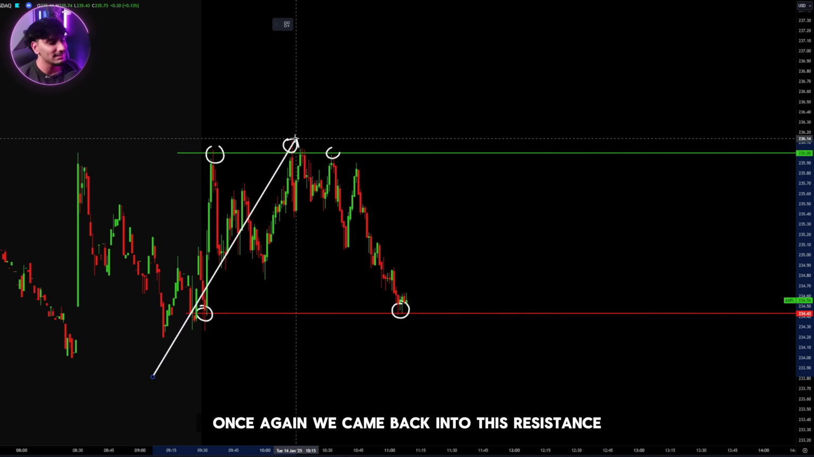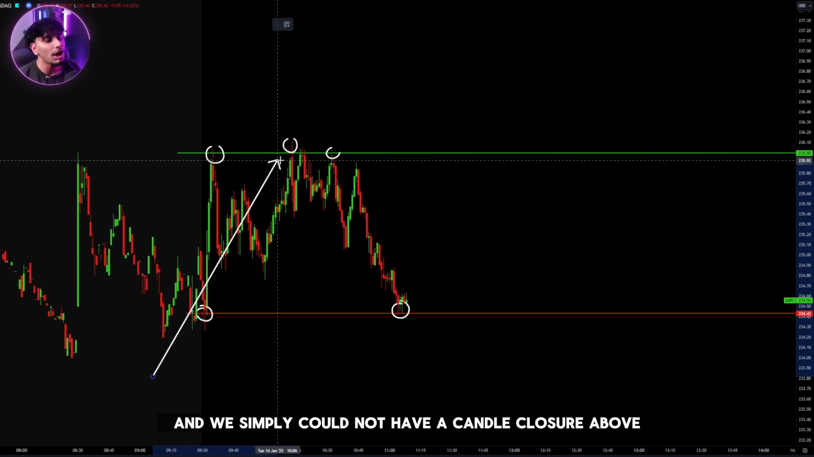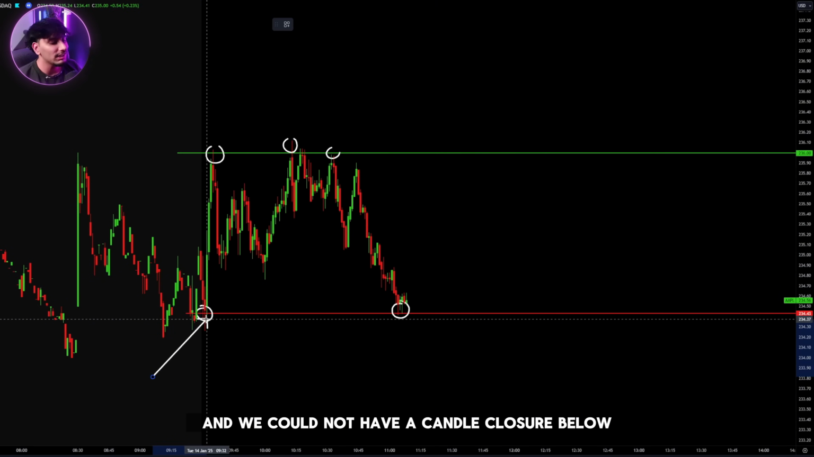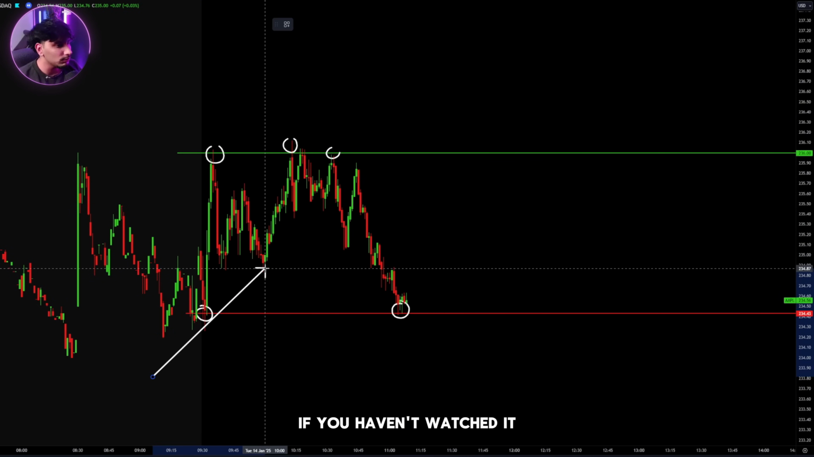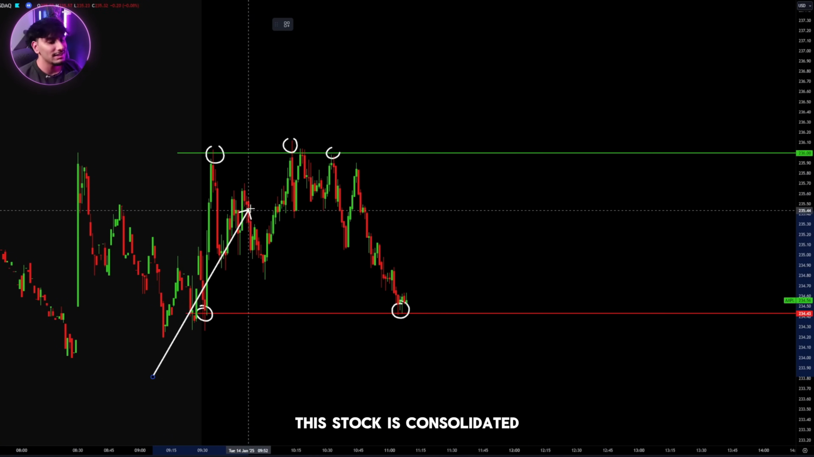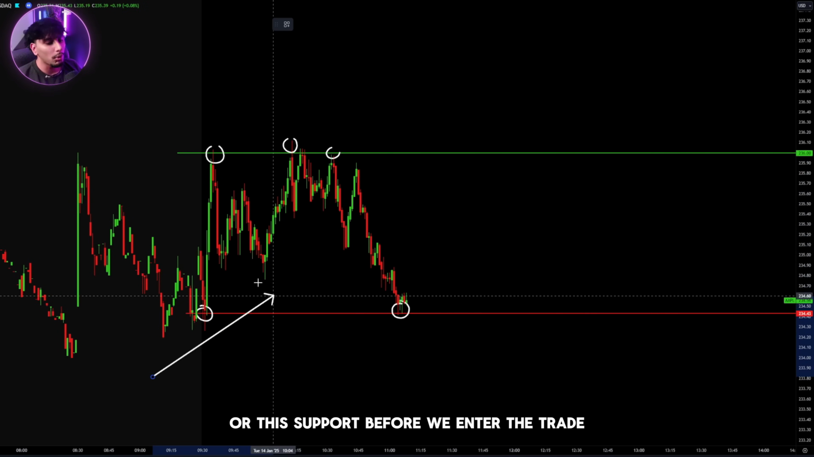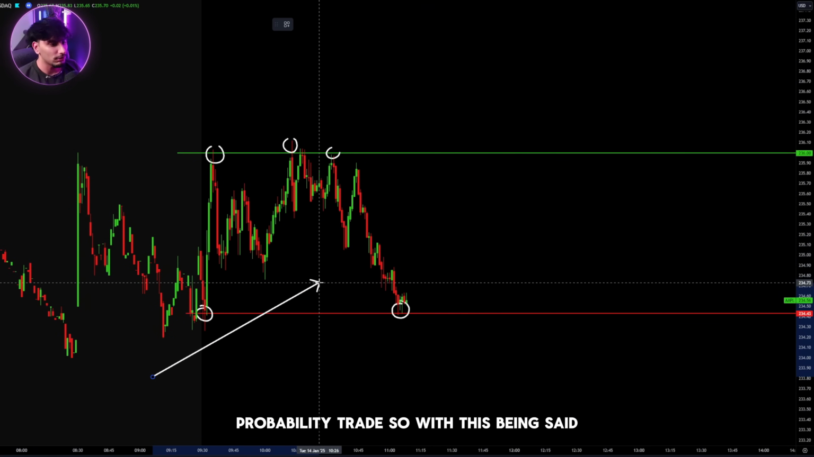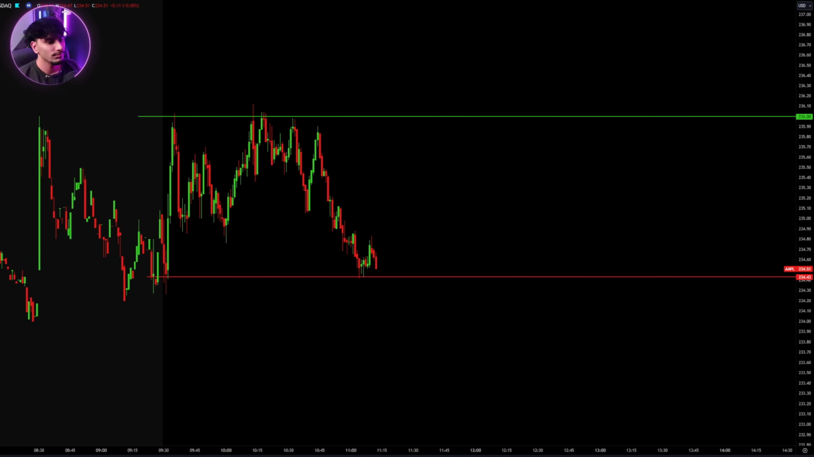Once again, we came back into this resistance. We created that upper wick, moved back to the downside, and we simply could not have a candle closure above this resistance, and we could not have a candle closure below this support. Like I talked about in my candle closure video, if you haven't watched it, you can watch that video after this video. It's very important to understand that so far this stock is consolidating and we needed to break either this resistance or the support before we enter the trade. Anything in this area is going to be a low probability trade. So with this being said, let's play out this trade and see exactly what happens.